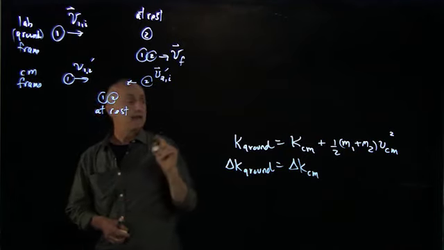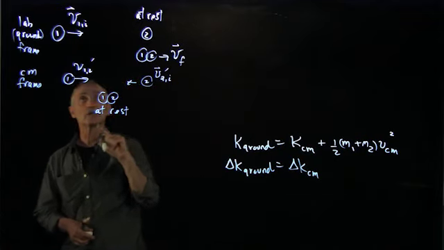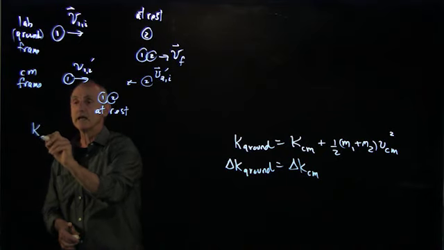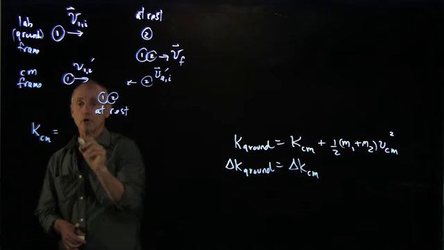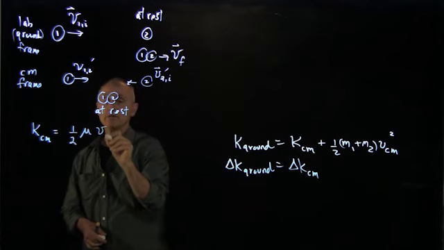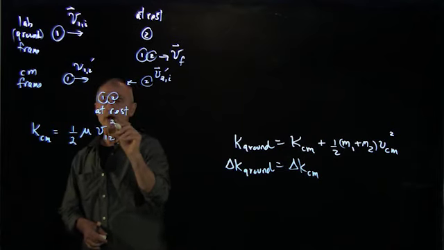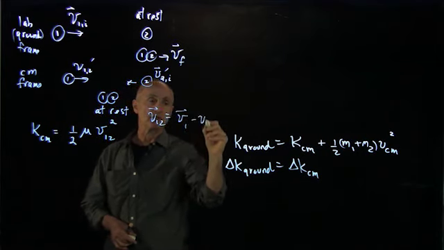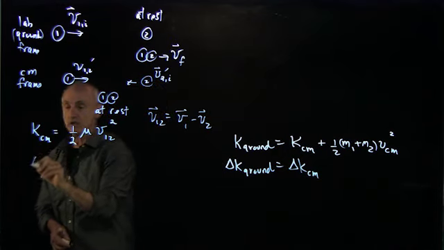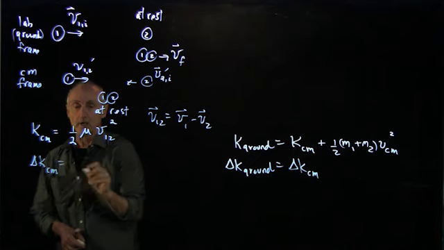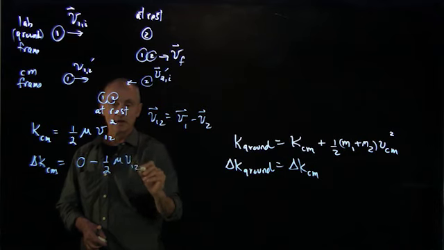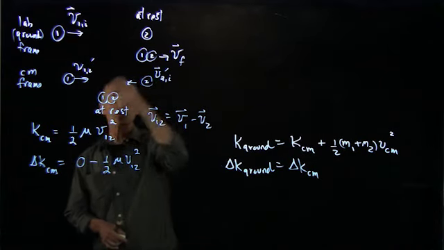And now what I want to show is the change in kinetic energy. Recall from our previous calculation that the kinetic energy in the center of mass frame was equal to 1/2 mu times the relative velocity squared. So remember, V12 was equal to V1 minus V2. And so the change in kinetic energy in the center of mass frame is the final kinetic energy, which is 0, minus 1/2 mu V12 squared, the kinetic energy in the initial state.